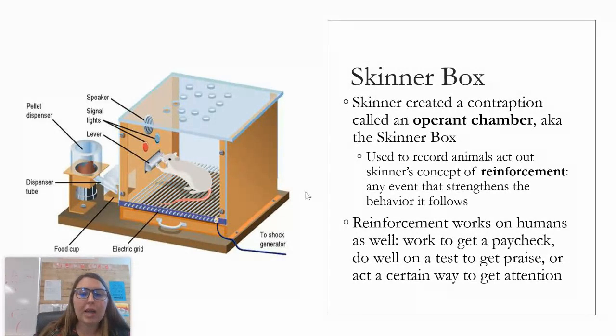So let's say this little rat presses this lever and it gets a piece of food. That is an example of positive reinforcement. You are giving something to the animal that it wants. Okay?